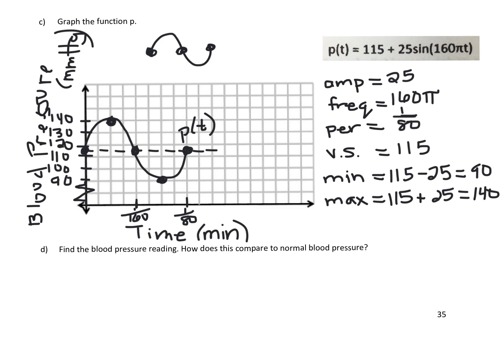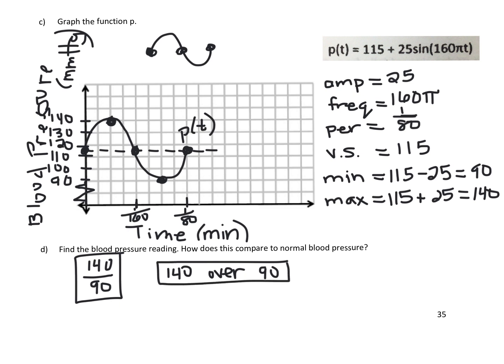Okay, so then it says in part D, find the blood pressure reading. So when we do a blood pressure reading, we take the maximum value and put it over the minimum value. So you could either say 140 over 90, like that, or if you want to put it in words, you could say 140 over 90, whichever you prefer. Either one of those is fine.